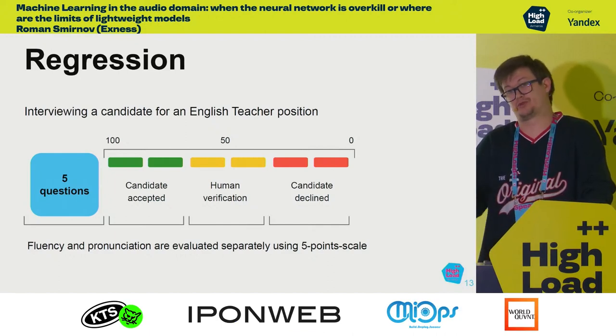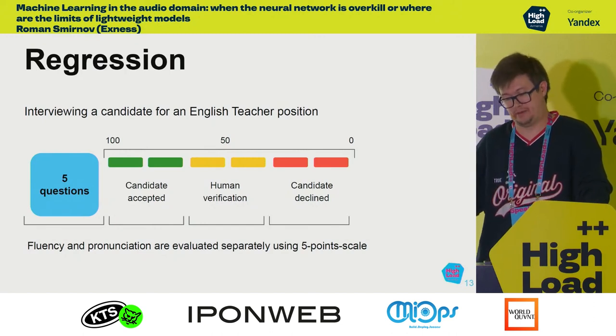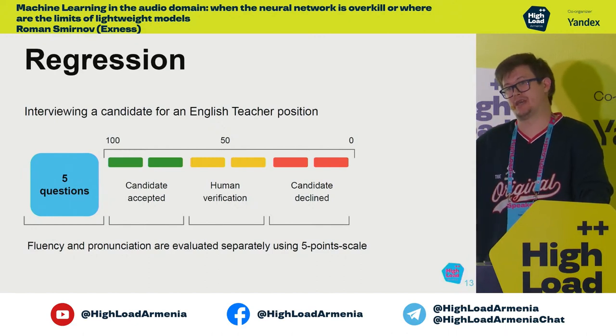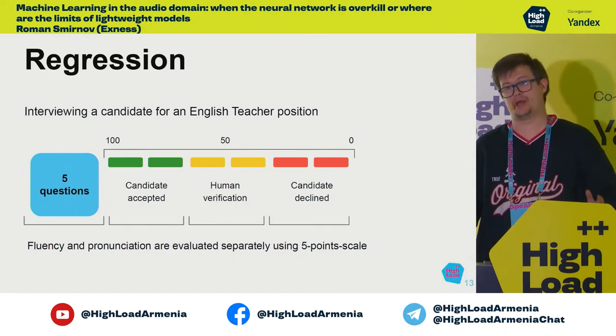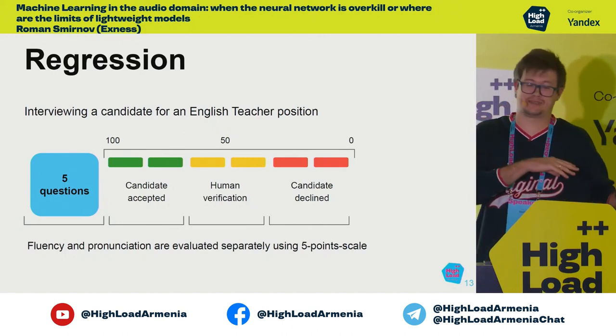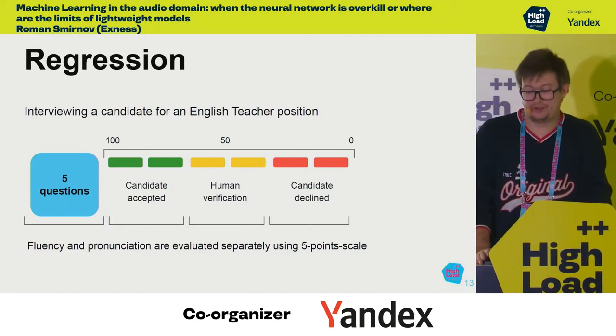If the model scores the candidate very low, we can decline him. If the model scores very high, we can accept him to the further steps of onboarding. And if the model predicts some medium score, at that stage, as I remember, we moved it to human verification. That's the second task.